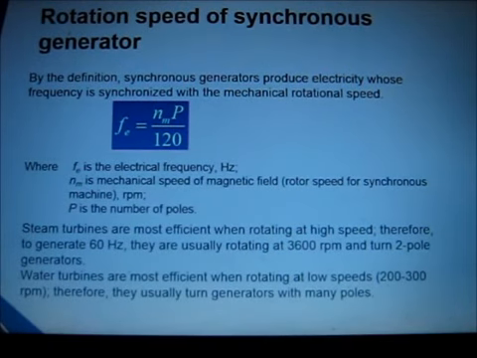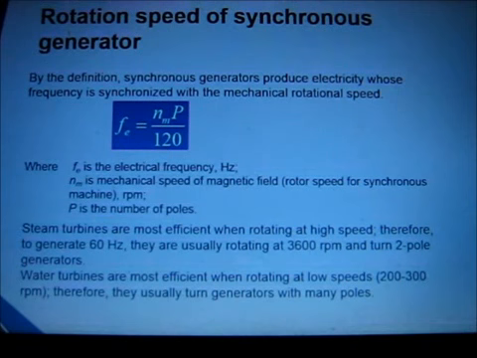Now coming to the very important part, that is the rotation speed of the synchronous generator. Synchronous generators produce electricity whose frequency is synchronized with the mechanical rotational speed. This is the basis for which it is named a synchronous machine. The electrical frequency is given as f = n p / 120, where n is the speed of the synchronous machine in RPM and p is the number of poles.